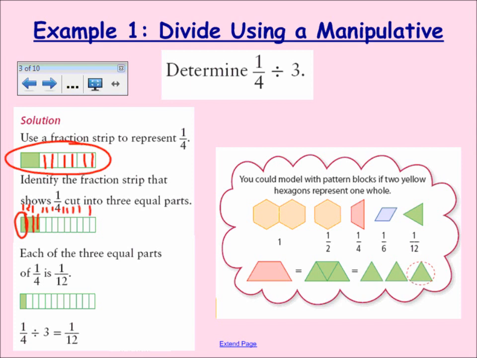Okay? Each of the 3 equal parts of 1/4 is 1/12. So 1/4 divided by 3 is 1/12. There's 12, because in total there's 12. So 1 out of 12.